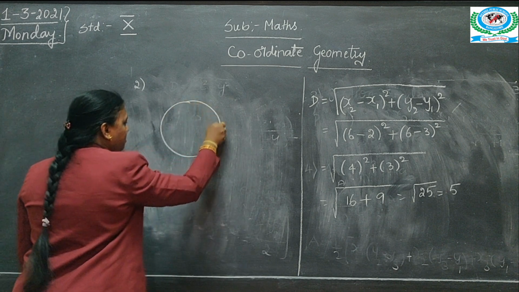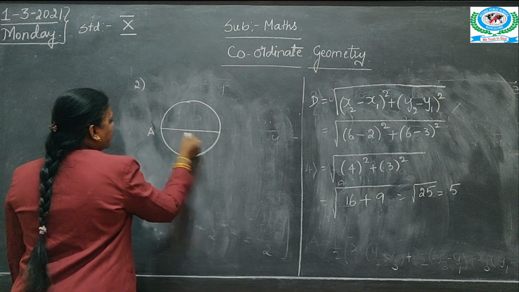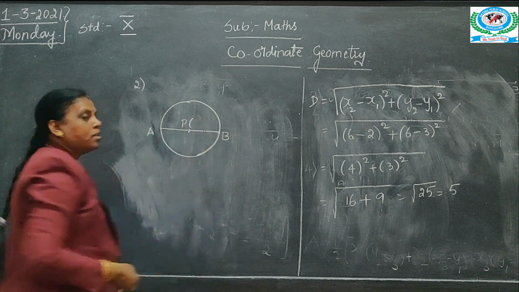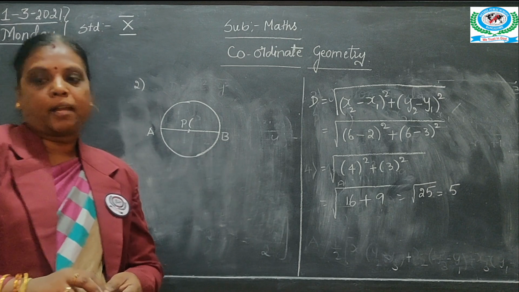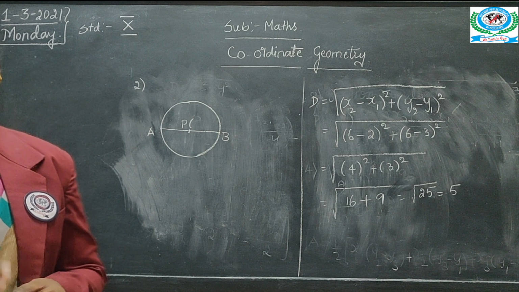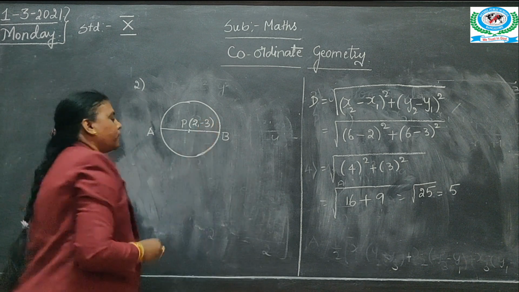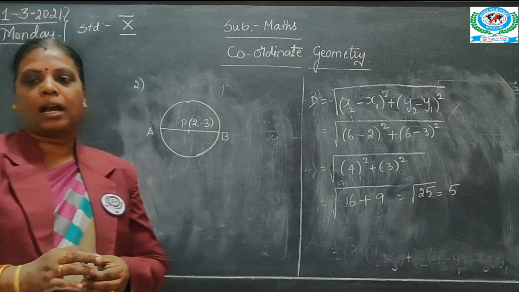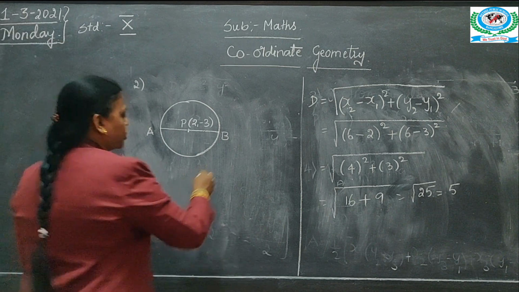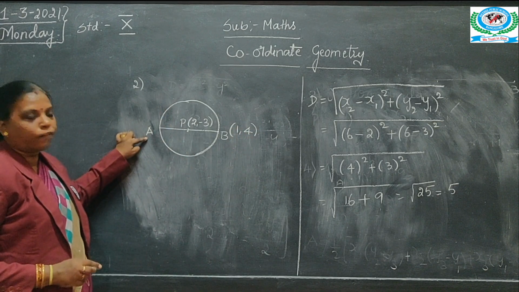So you have a circle and you have a diameter. AB is the diameter and P is the center of the circle. The center is given as (2, minus 3), and the point B is given as (1, 4). Now we are supposed to find the point A.